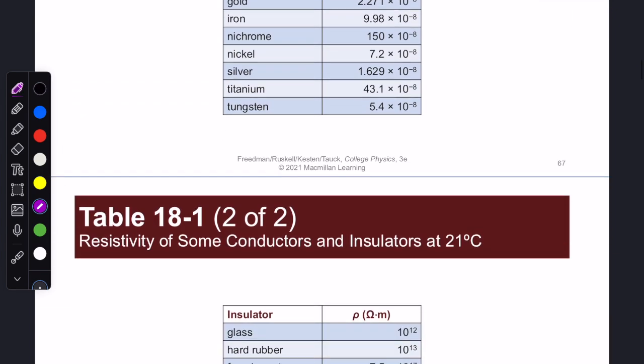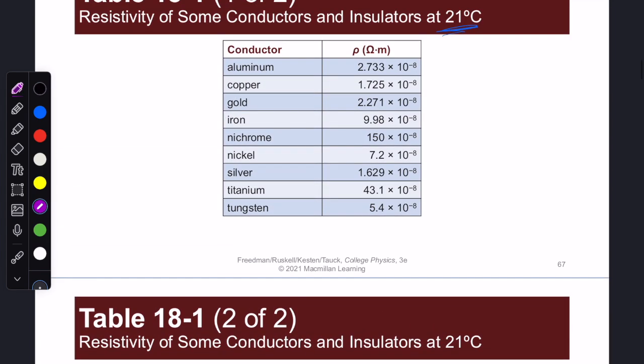Here's a table of some typical values. You can see this table is showing you that no matter the dimensions of the aluminum, its resistivity is 2.733 times 10 to the minus 8. These are material parameters, so they're constant for anything that's made of that material.